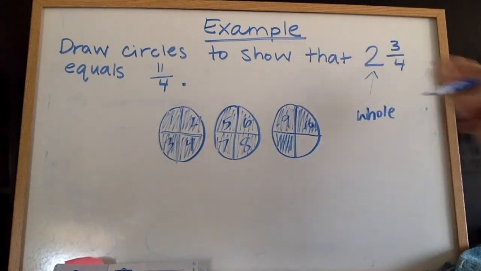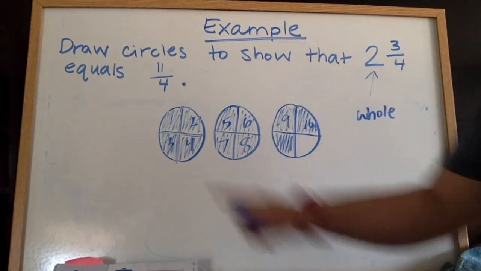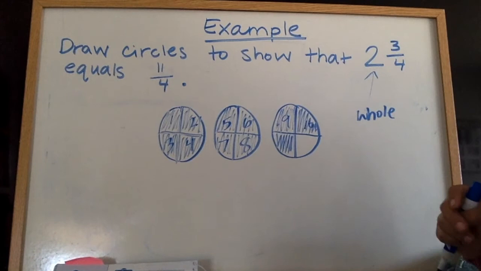All it said was draw circles to show that this equaled this. And this is all you have to do to represent that. Okay?